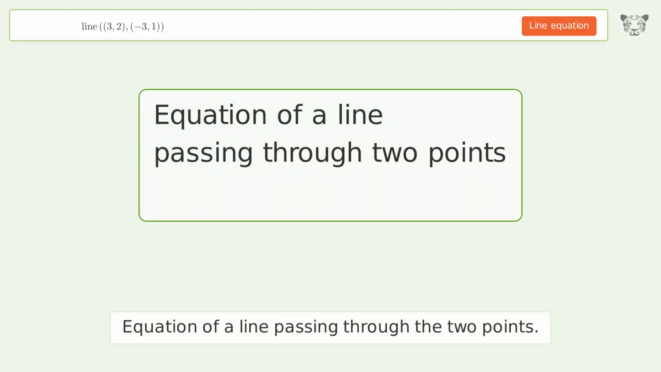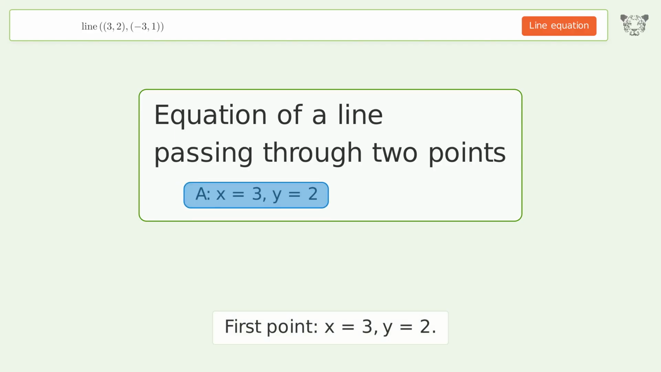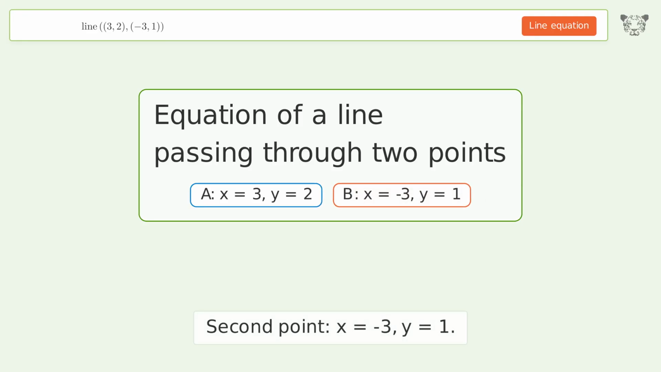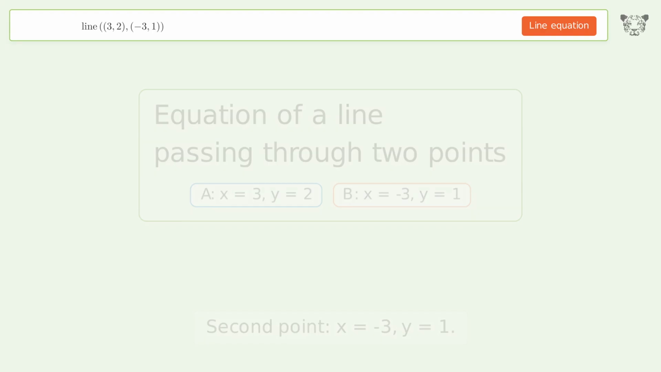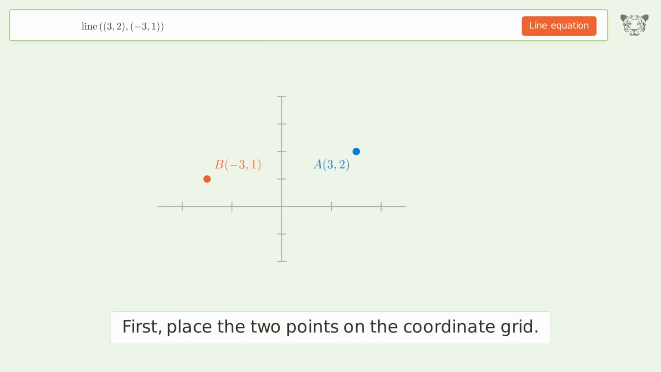Equation of a line passing through 2 points. The first point has x equals 3, and y equals 2. The second point has x equals -3, and y equals 1. First, place the 2 points on the coordinate grid.